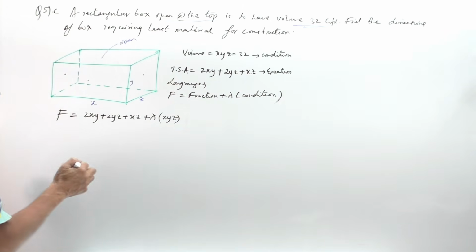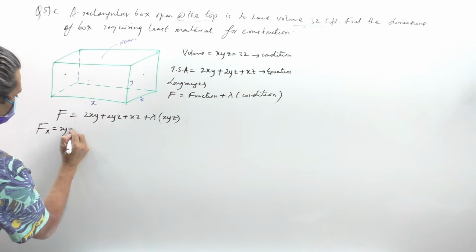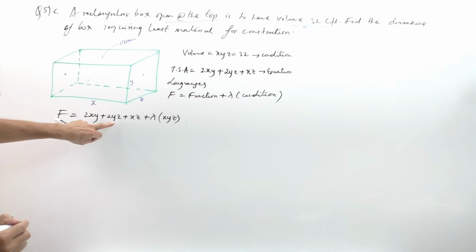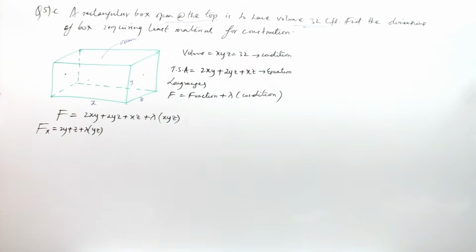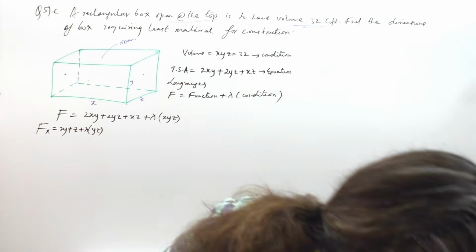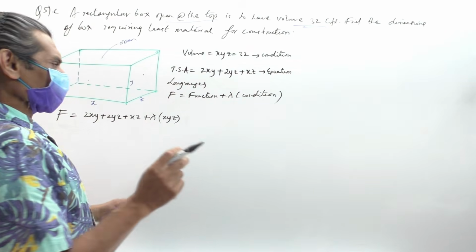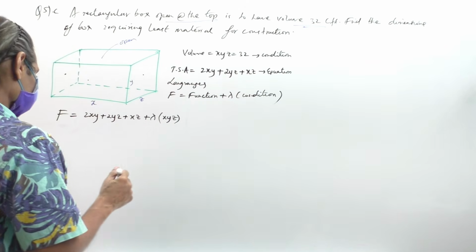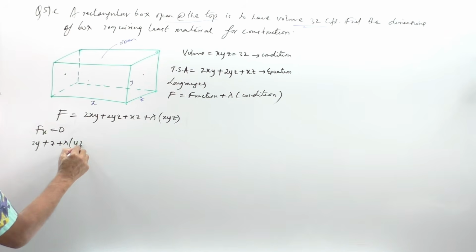For Lagrange's method of multipliers, the first thing we do is find the partial derivatives Fx, Fy, Fz and equate them to 0. Fx is partial differentiation with respect to x: 2y plus 0 plus z plus lambda into yz, equal to 0.